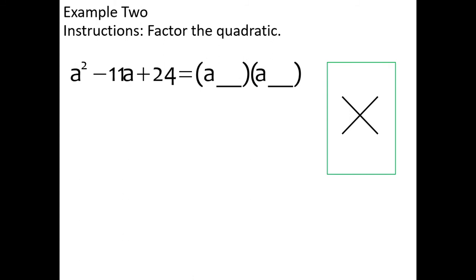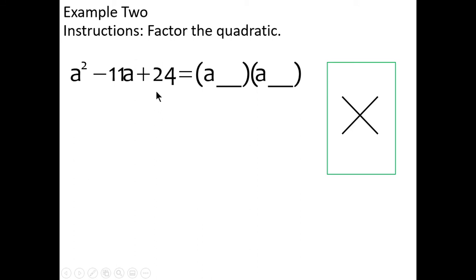Okay, example number 2. Same thing over again. We're going to factor this quadratic into these two factors, two things being multiplied together to equal that. It's much easier to multiply two factors together than it is to take them back apart. So you've got to be a little bit creative here to take them apart.